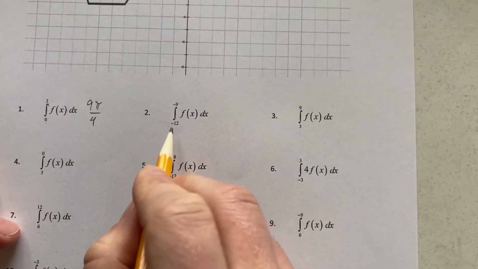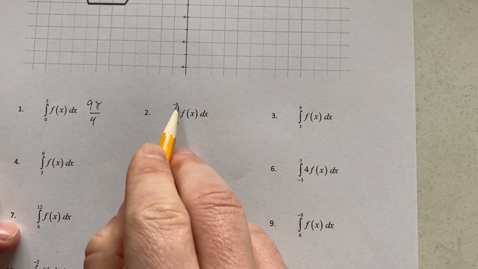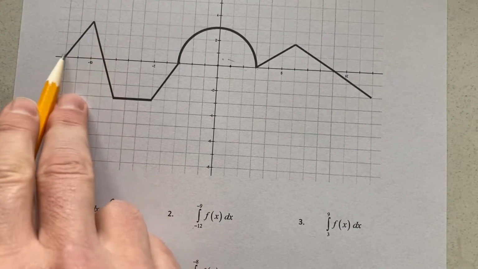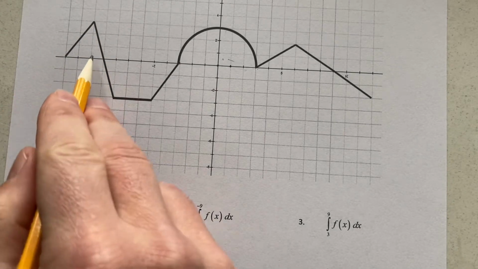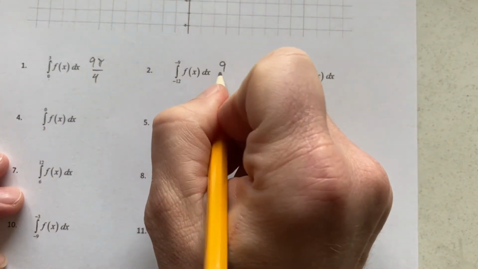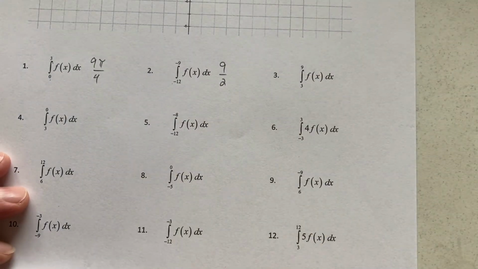For number 2, we're going from negative 12 to negative 9. So if I go from negative 12 to negative 9, it's this triangle right here. This has a base of 3 and a height of 3. So we're going to go 3 times 3 divided by 2, which gives us 9 halves.